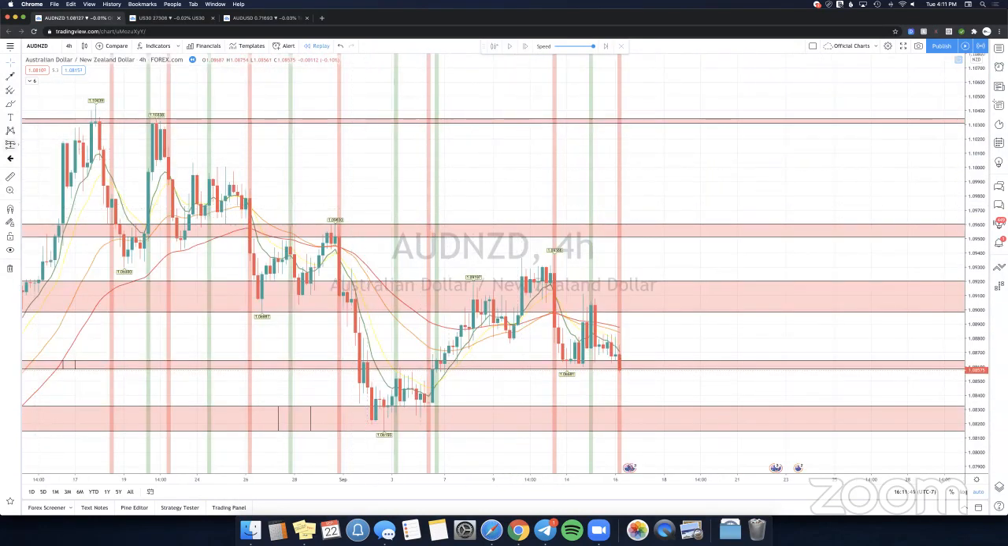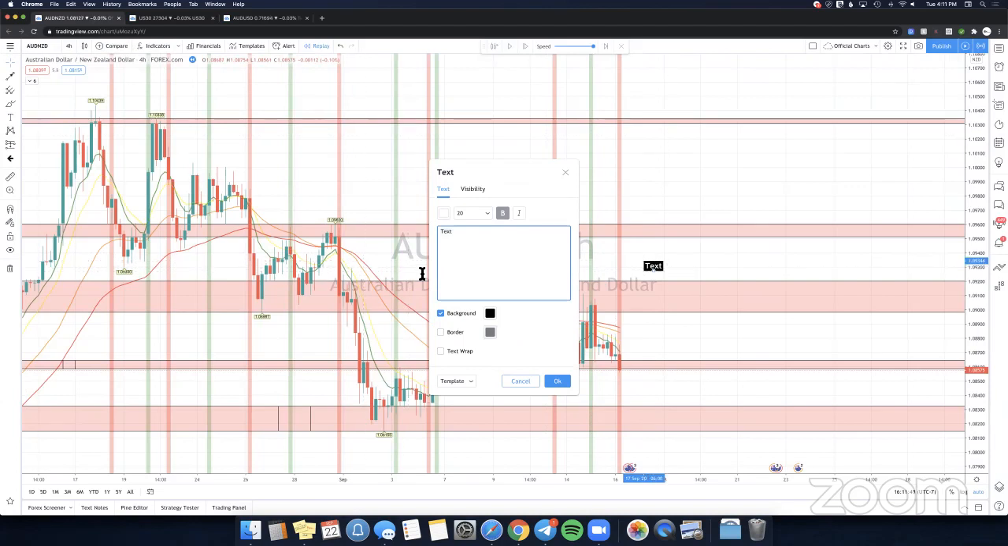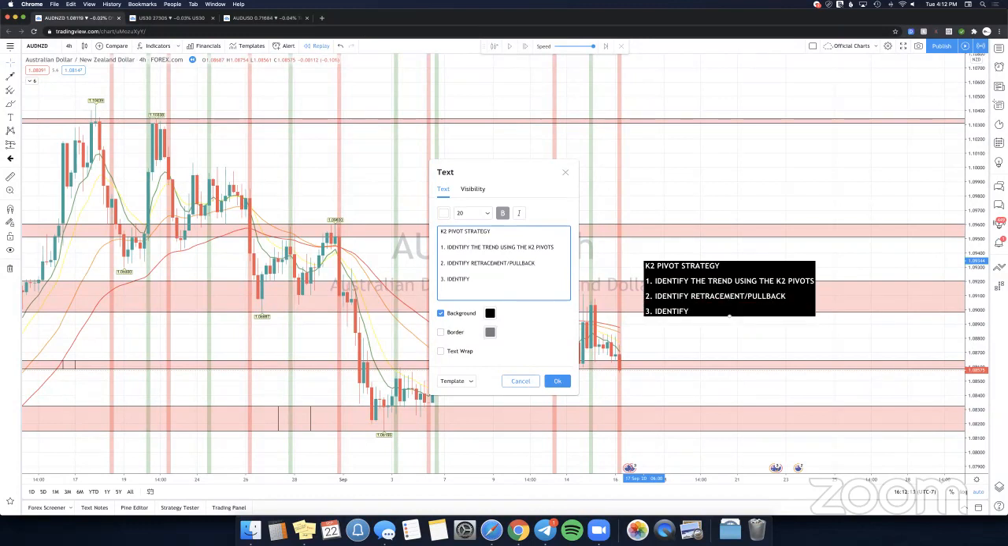So right here, I'll just put the requirements so that you guys can see, and then I'll just type it all out. So this is the K² pivot strategy. The first requirement is that you identify the trend using the K² pivots. Second, identify retracement pullback. Third, identify rejection off K² pivots area. And then lastly, confirm a valid K² signal. And lastly, enter on the open of the following candle.